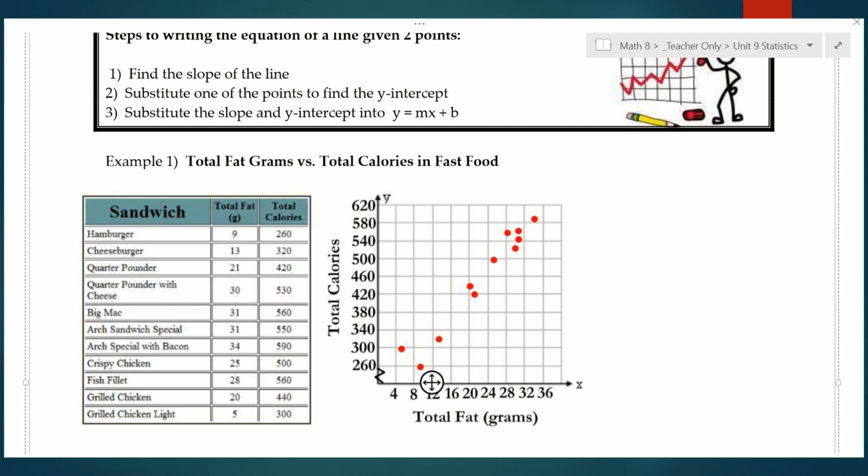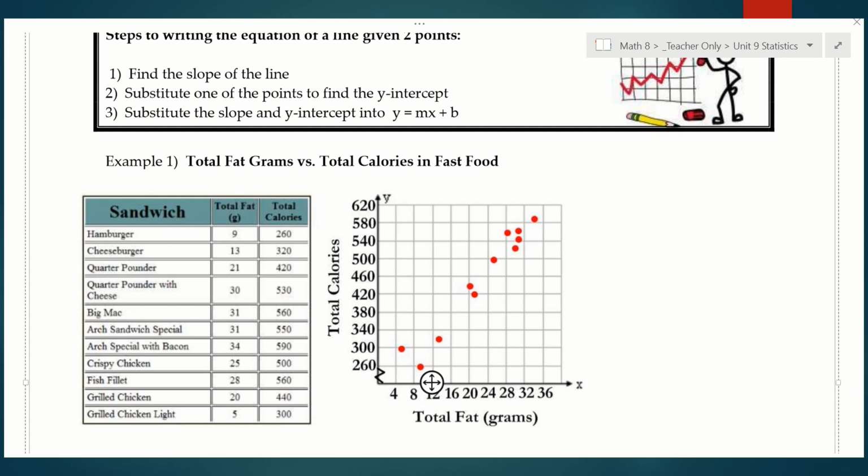So what I mean by that is I could say, okay, if I have some fast food that contains 50 grams of fat, using my line, how many total calories could I expect that item to have? And so it's just a way to make predictions of your data.